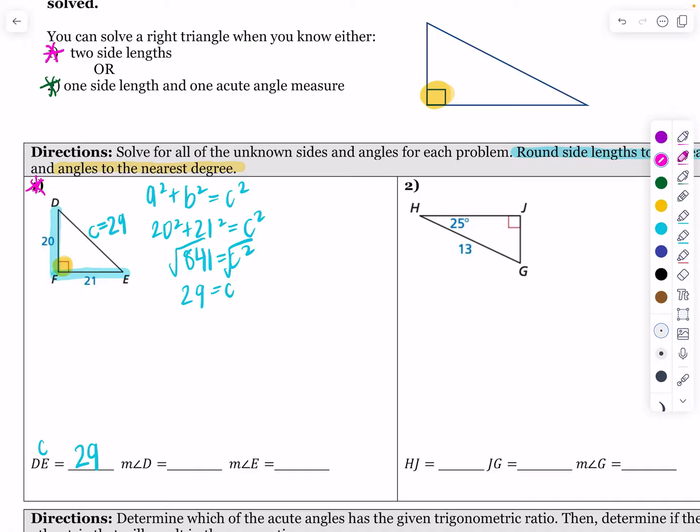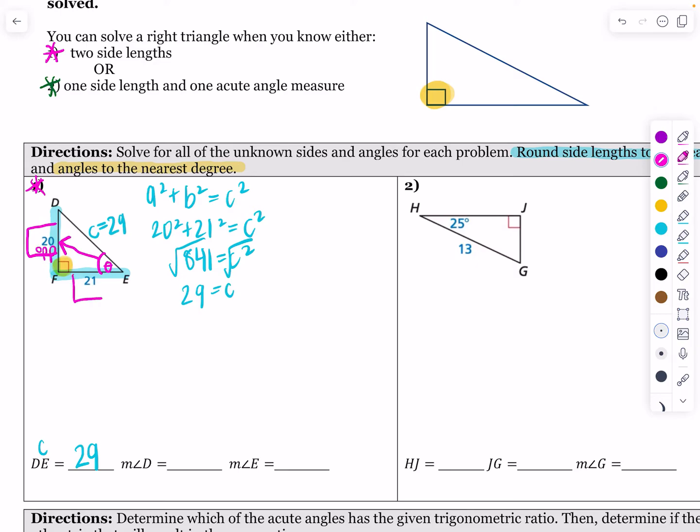How do I find angles in a right triangle when I have side lengths? I'm going to be using some inverse trig. To find angle E, which I'm going to call theta, I'm going to use the known pieces. I have all 3 sides, so I could use any of the sine, cosine, or tangent that I want, but I'm going to use the ones that were given to me because I know for sure that those are accurate. So 20 falls opposite the theta.